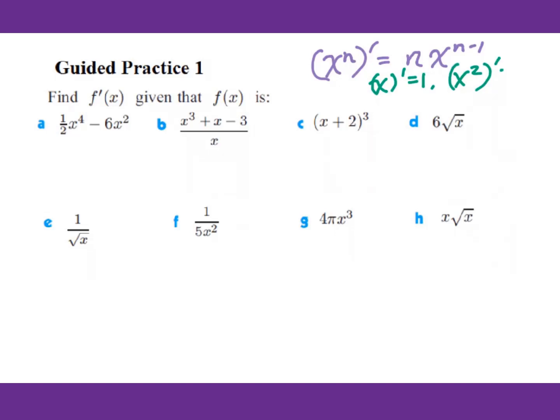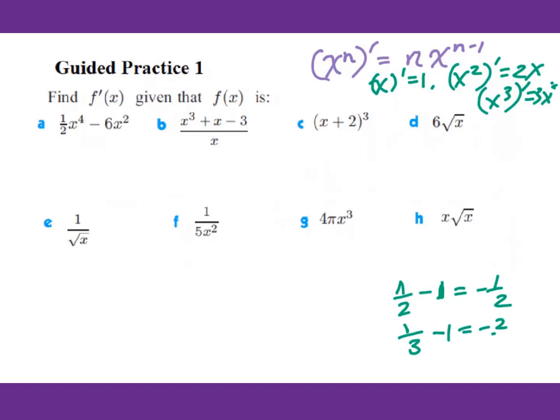X squared, you will get 2x. X third, you will get 3x squared. And try to remember some fraction operations, like 1/2 minus 1, you will get negative 1 over 2. 1 over 3 minus 1, you will get negative 2 over 3. And negative 1 minus 1, you will get negative 2. Negative 2 minus 1 equals negative 3. Don't mess that up when you are dealing with these simple operations.